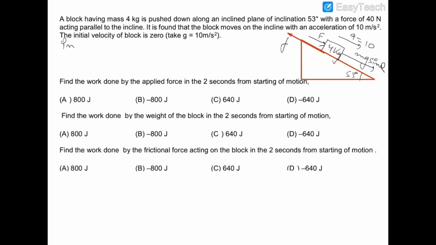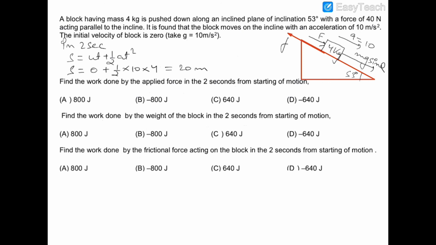So in 2 seconds, S will be equal to ut plus half at square, and S will be equal to u is 0 plus half a is 10 and t square will be 4. So this will be equal to 20 meters, the displacement of the block in 2 seconds. And we need to find out the work done by the applied force in 2 seconds.